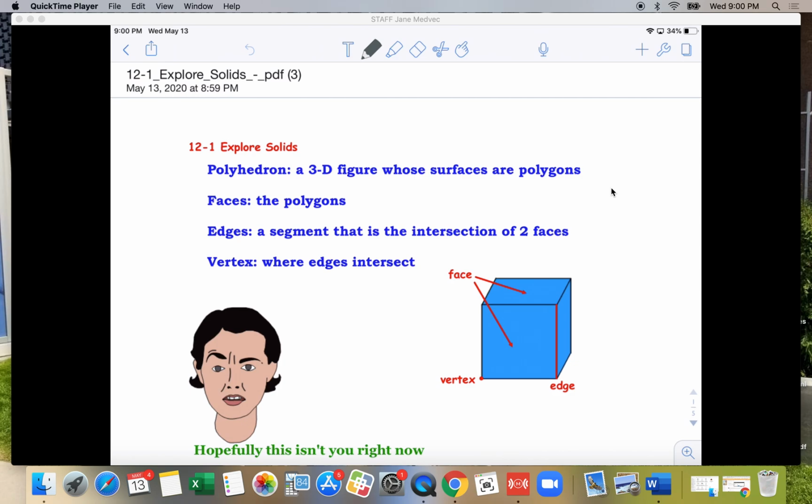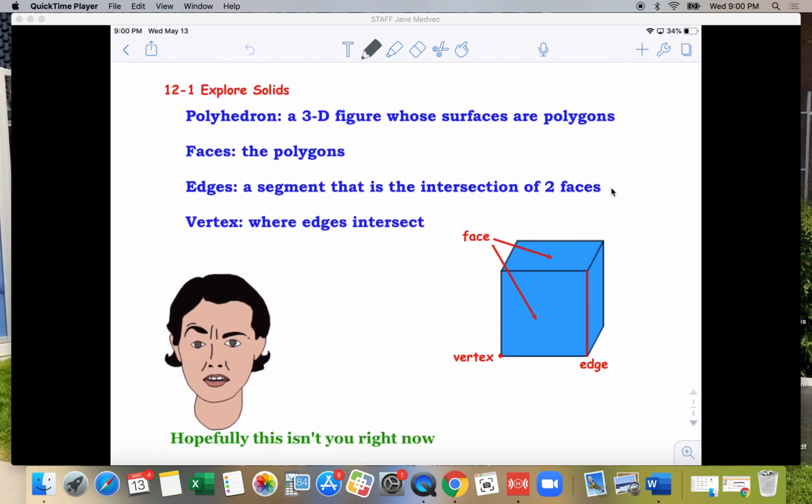Right, today we're going to start chapter 12, and we're exploring solids. The first thing we're going to do is a couple of definitions. The first one is polyhedron. A polyhedron is a 3D figure, or three-dimensional figure, whose surfaces are polygons.